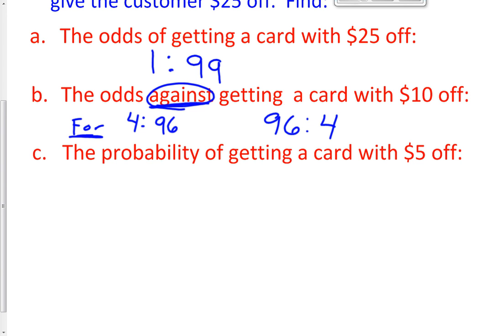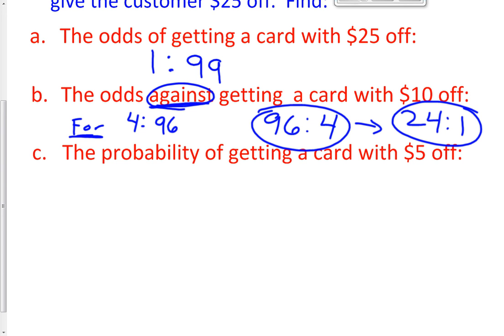So this would be our answer after we reduce it. We reduce probability, we also reduce odds. So 96 to 4 is the same ratio as 24 to 1. So there's our answer for question letter B. It is not 96-4, so I should erase that so that you don't. It is the 24 to 1. Now let's find letter C.